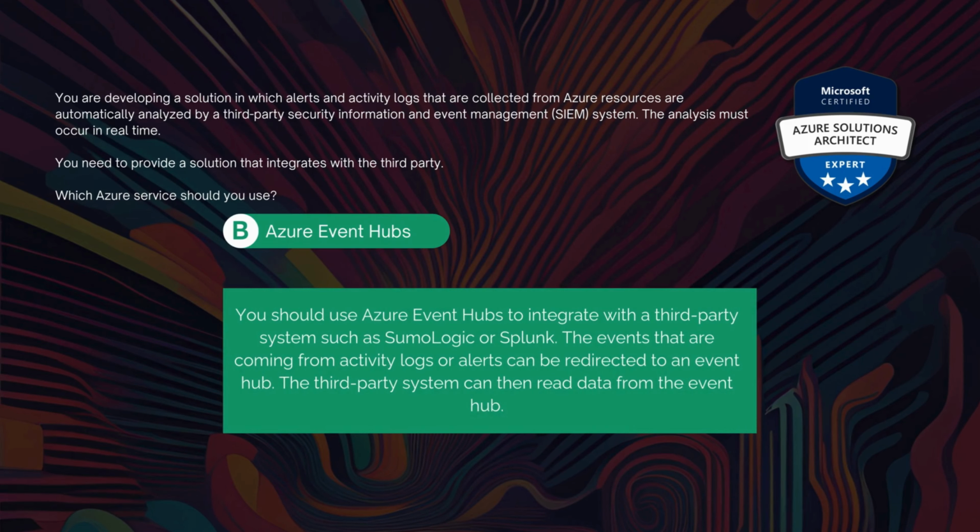The correct answer is letter B, Azure Event Hubs. You should use Azure Event Hubs to integrate with a third-party system such as Sumo Logic or Splunk. The events that are coming from activity logs or alerts can be redirected to an event hub. The third-party system can then read data from the event hub.